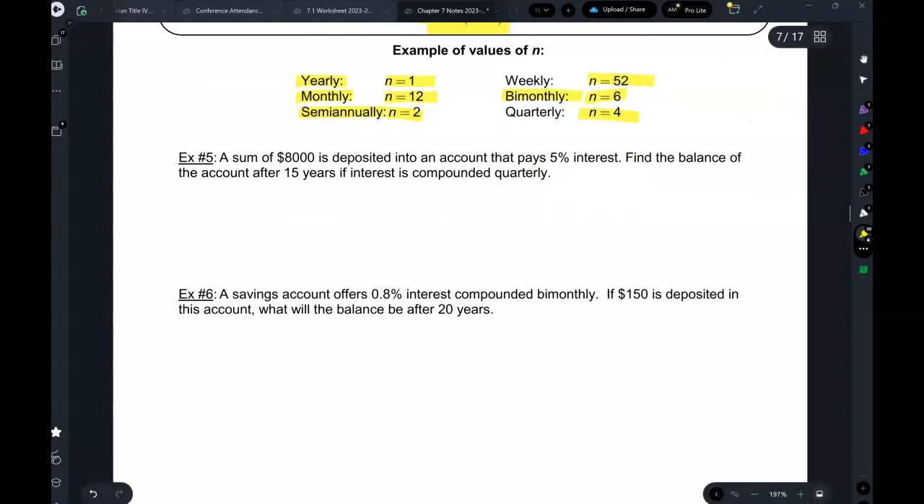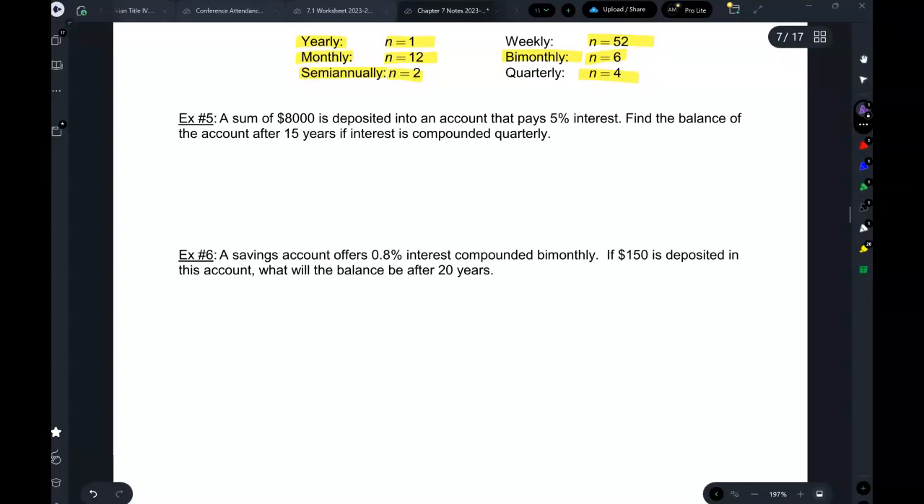Right. So let's take a look at this. A sum of $8,000 is deposited into an account that pays 5% interest. Find the balance of the account after 15 years if interest is compounded quarterly. So let's go through and see what all this is. What's the $8,000? That's not A. A is the final amount. This is P, the initial amount, right?